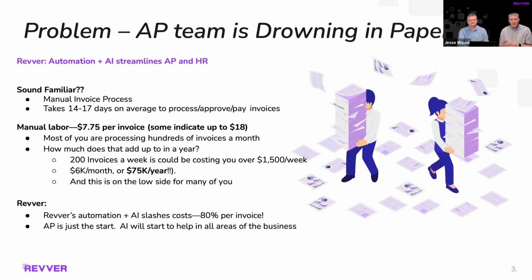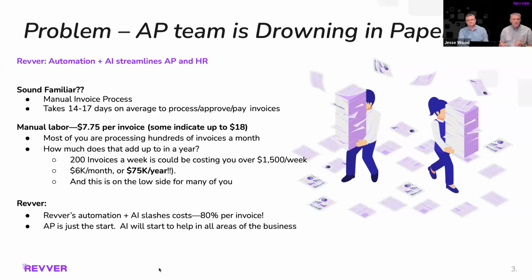We went out and looked at a study on the manual labor that it takes to process an invoice. It could be anywhere from $7, $8 up to $18. And you multiply that out by the hundreds of invoices that you're doing, whether that's in a week or a month, depending on how many you're processing. That can add up quickly, right? Just 200 invoices in a week could be costing you $1,500 each week. And that's on the low side. If the cost goes up to $18, that's going to be much higher, right? You can add that up, $6,000 a month or $75,000 a year, right?